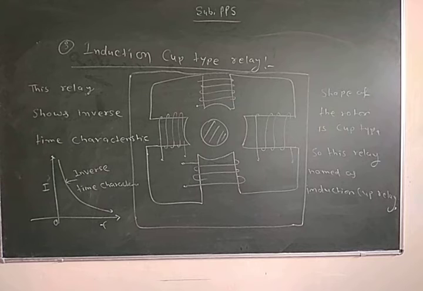So these are the three structures of induction type relay. One is shaded pole structure, second is induction cup structure, and the third is watt-hour meter structure.